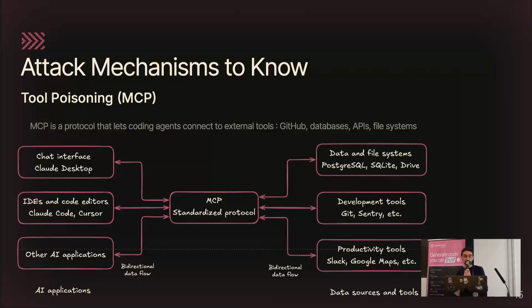Another mechanism is tool poisoning in MCP. As you know, if you ever heard about MCP, it is a protocol that lets coding agents connect to external tools like GitHub, databases, and APIs. It allows chat interfaces, IDEs, coding agents, or other AI applications to connect to data sources like an SQL database, an API, Sentry, or Git, or to integrate with productivity tools like Slack and Notion.